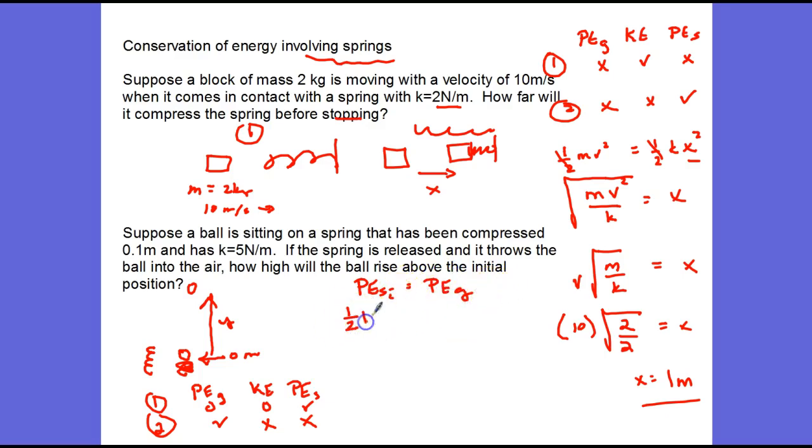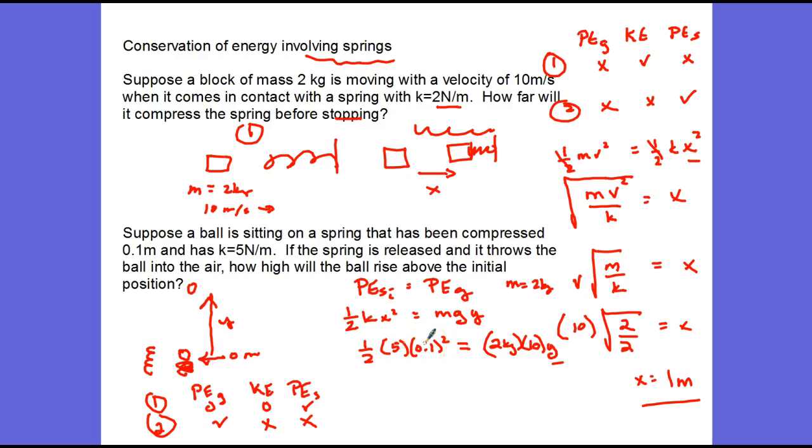So we have 1/2 kx squared equals mgy. And 1/2 times the spring constant, which is 5. It was compressed a distance of 0.1 meters, and we have to square that, equals the mass. I didn't give you the mass. Let's let it be 2 kilograms. Sorry. Times g, which I let g be 10, times y.